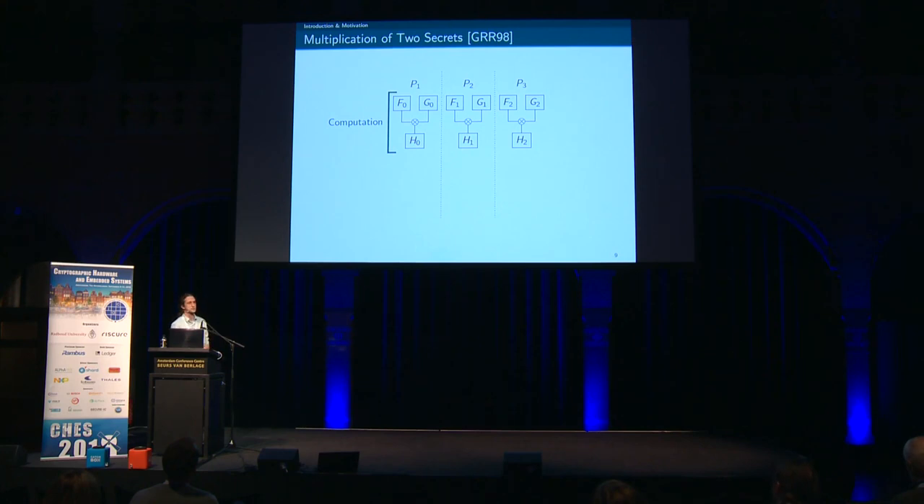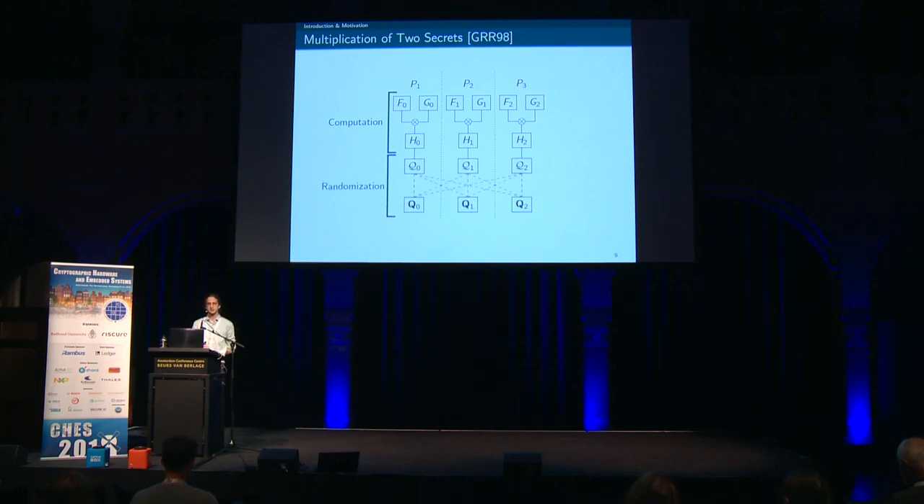In this example, we will see a (3,1) scheme. When we try to multiply 2 secrets, in the first step we just multiply the corresponding shares. As you can see, this is a (3,1) scheme, and F and G are actually lines in this case. When we multiply two lines, we get a degree two polynomial, which means we cannot use H as the output shares. So in the second step, we do a randomization step.